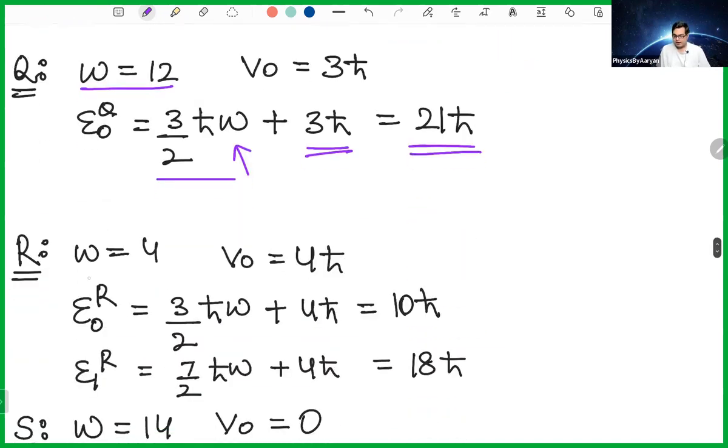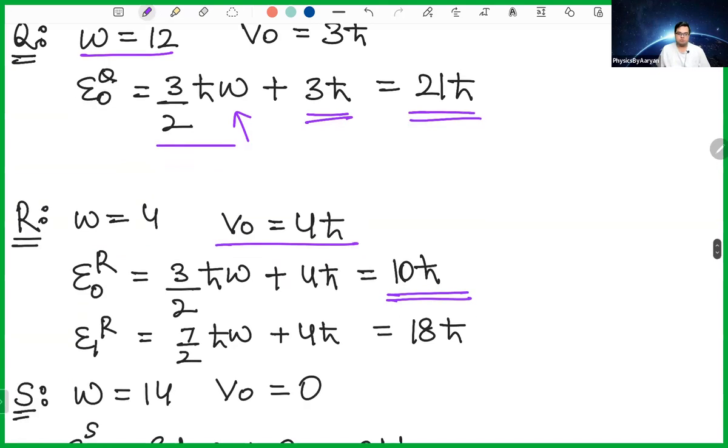Similar thing you can do for R. For R, omega is 4 and V naught is 4 h cut. If you are finding the ground state energy, you are getting 3 by 2 h cut omega plus constant. So you get 10 h cut if you put omega as 4. And they are also asking for the first energy for R. In the options, it is also there. So for the first energy, you will not have 5 by 2 h cut, you will have 7 by 2 h cut plus some constant. And if you put omega 4, you will get 18 h cut.